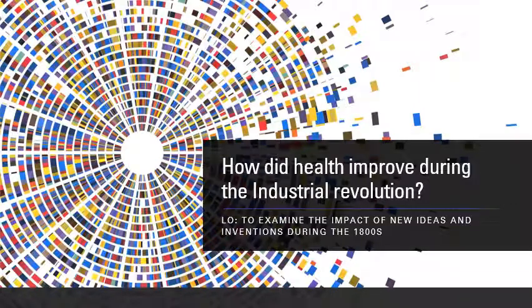Hi, and welcome to the next lesson in our distance learning unit on health. This week we're going to be learning about the Industrial Revolution. Our big question is, how did health improve during the Industrial Revolution? And we're going to examine the impact of some new ideas and inventions during the 1800s.